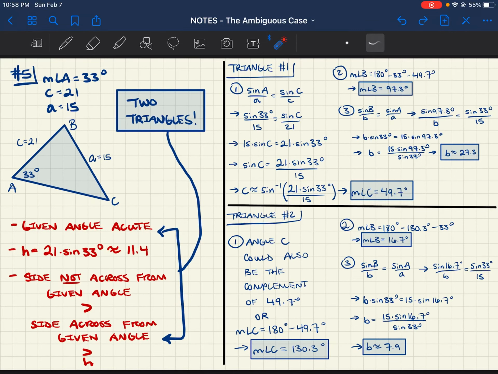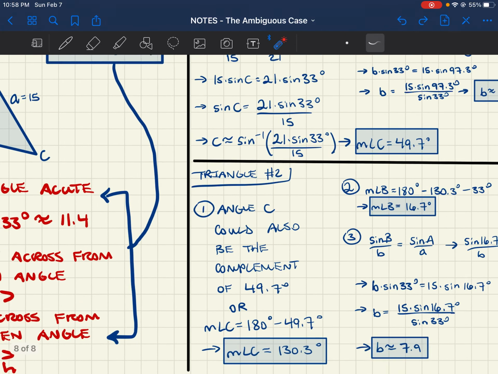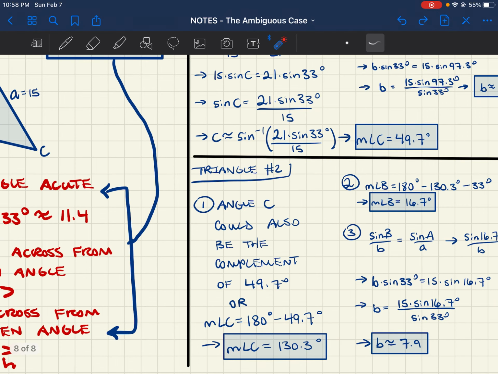Okay, so again, if you run into this scenario where you can verify that there are two different possible triangles, once you have found this angle measure right here, find its supplement, and that's going to get you the angle measure to use for your second possible triangle solution.